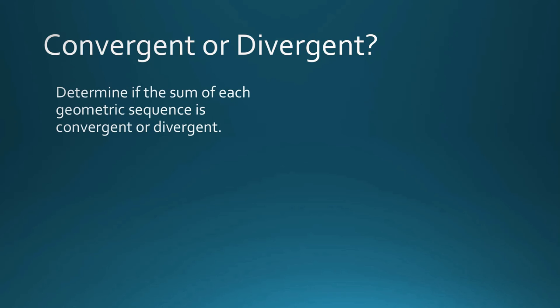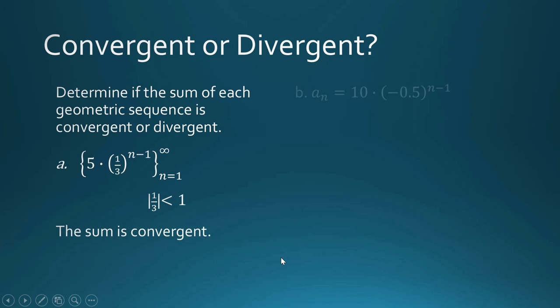Okay, so let us determine if the following geometric sequence is divergent or convergent. We will look into the common ratio. So that is the key. This one is a geometric sequence. The common ratio is 1/3. It's less than 1. It is convergent. The sum is convergent. It has a finite sum.